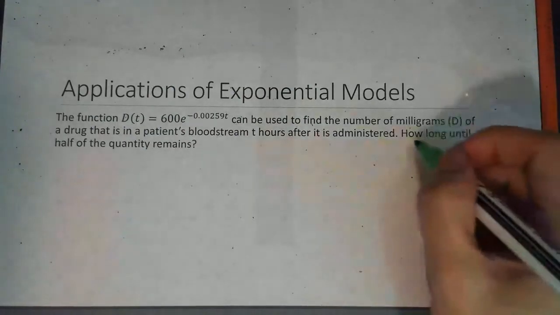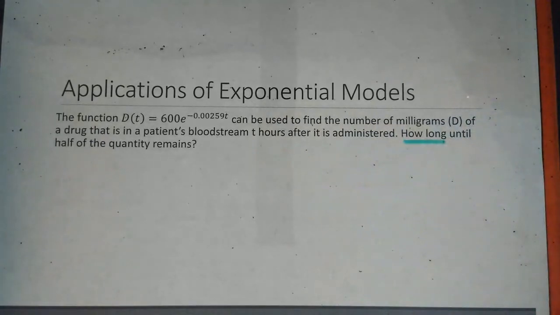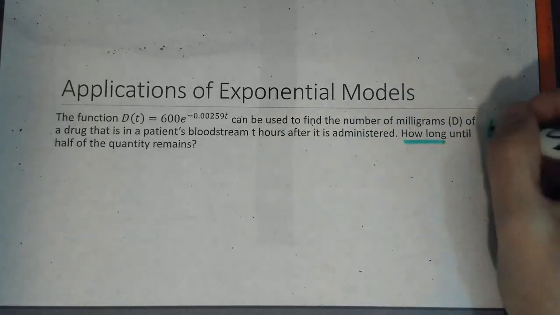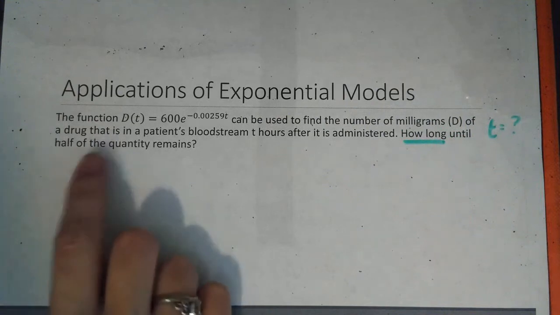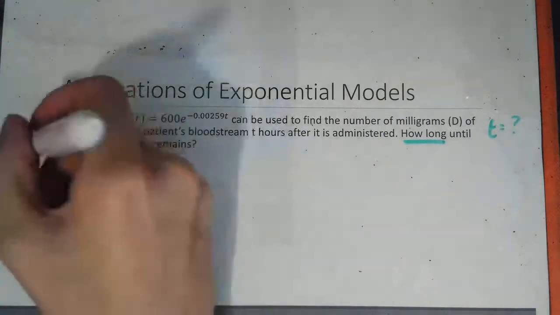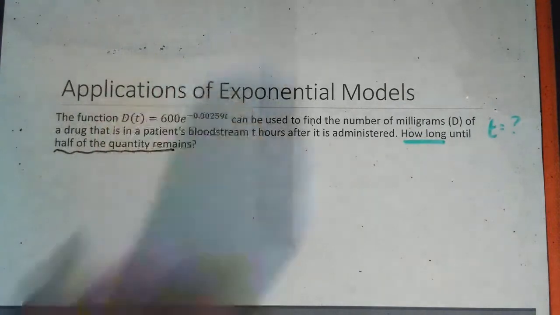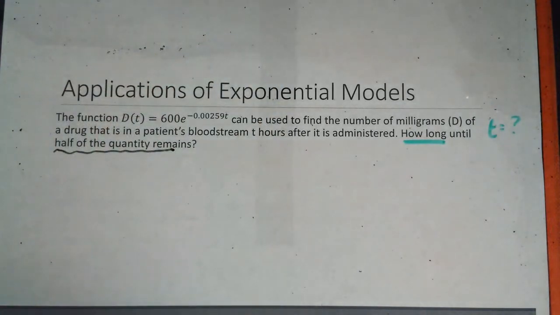All right, it wants to know how long, so that's looking for time. So that means I don't know t. That's the one I'm going to be solving for. My goal is to figure out how long until half the quantity remains. Well, to figure that out, I need to know how much we started with. If you think back to when we were first writing our own exponential equations, you might recognize how much we're starting with. But in case you forgot, there's one way to check.